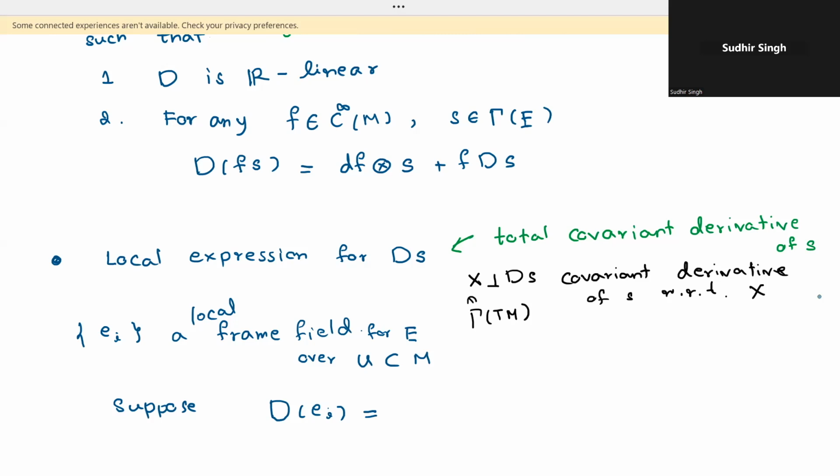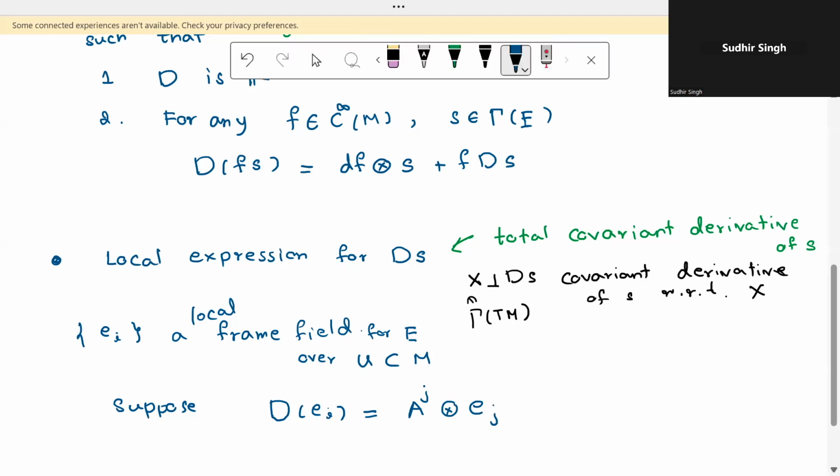So we can write it in this way, a sum over J, and this is just an ordinary one form on M. We can write it like this just because this is an E-valued one form. So it's a section of this bundle, this product bundle. Okay.